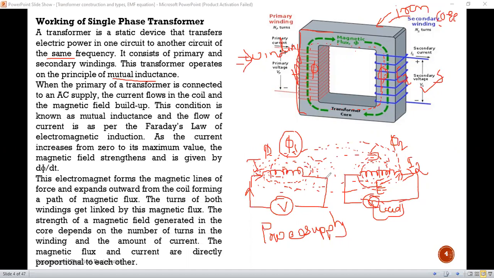So this principle is nothing but the mutual induction principle. The EMF induced in the coil is mutually induced EMF, and there are two types of induced EMF: self-induced EMF and mutually induced EMF. Self-induced EMF is when current flowing in one coil induces some EMF in that same coil.